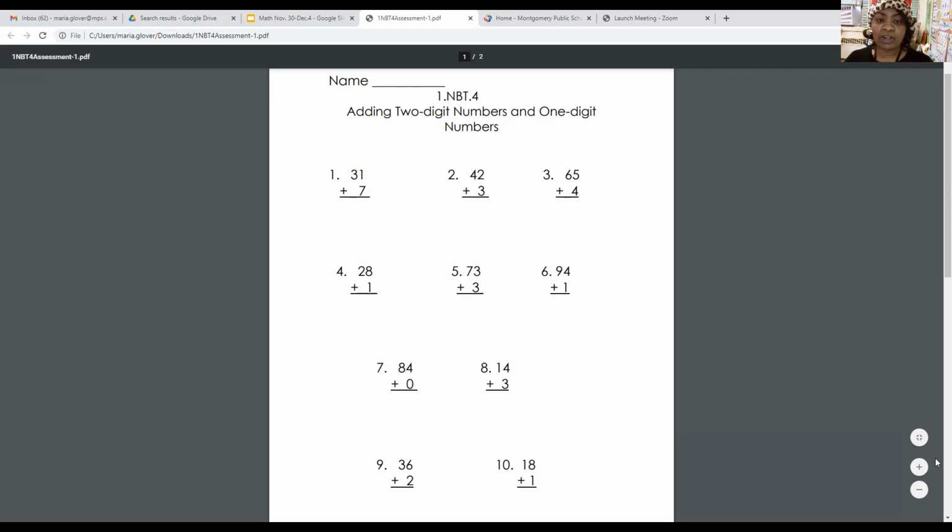Or we can count on in our head. We put 42 up here, and we count on 3 fingers. 42 is here, my fist is balled. 43, 44, 45. Okay, so 42 plus 3 is 45.